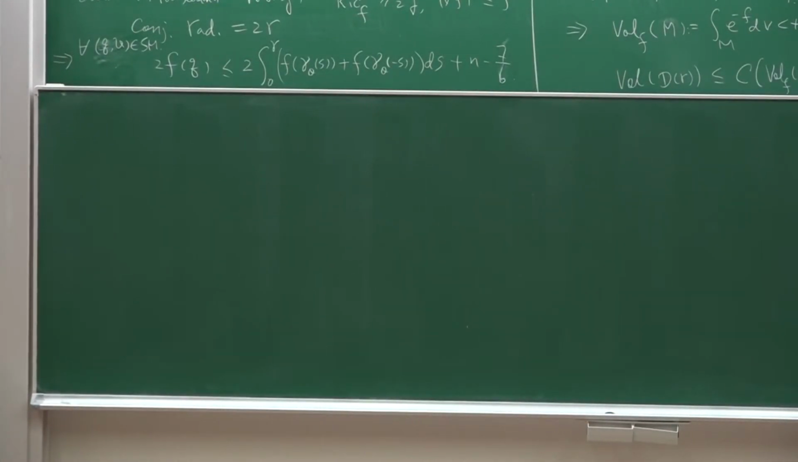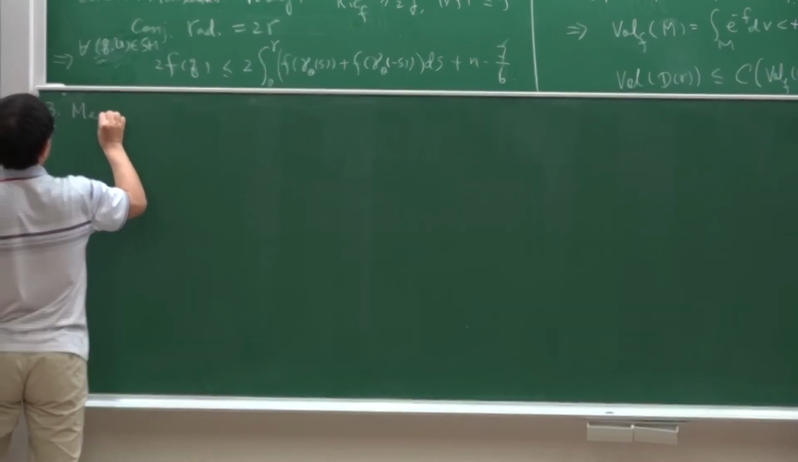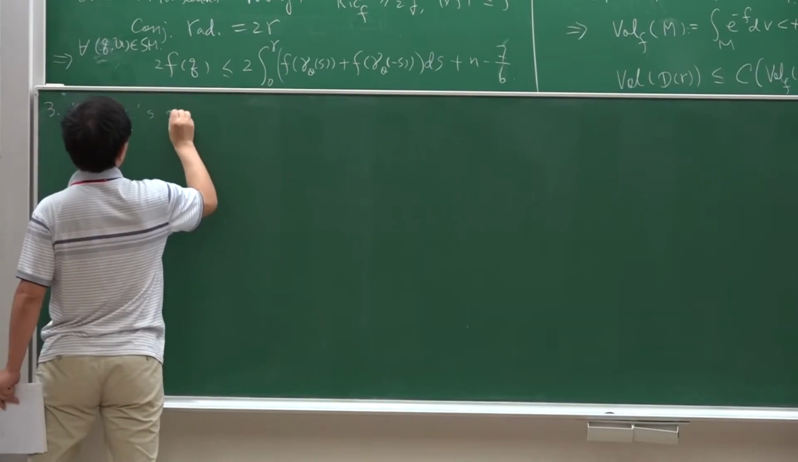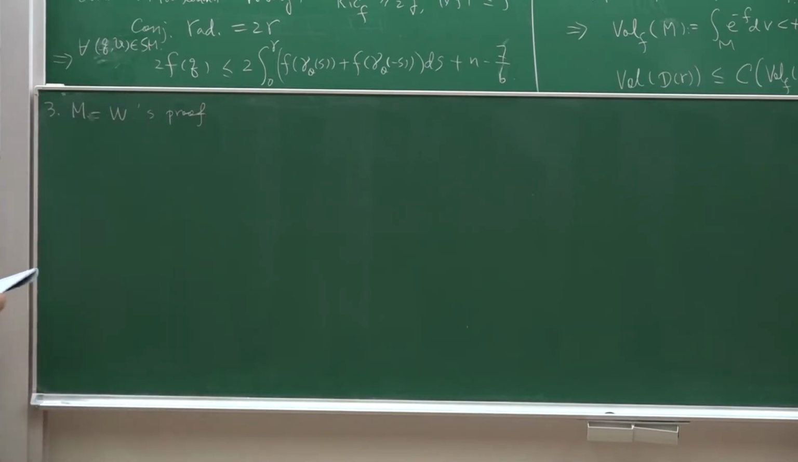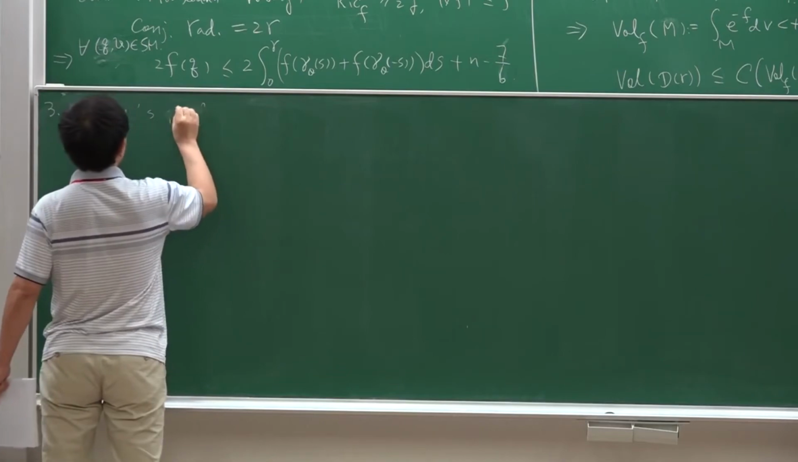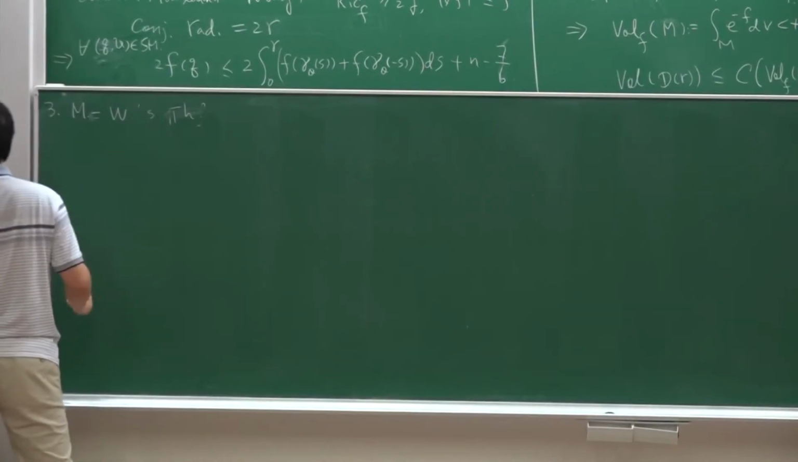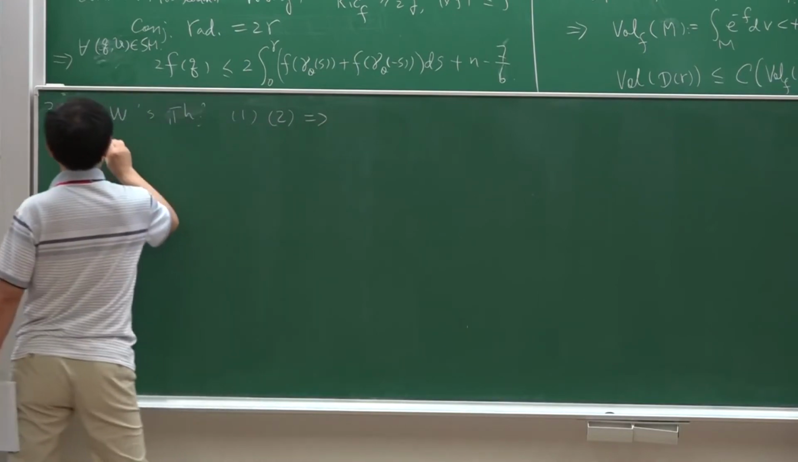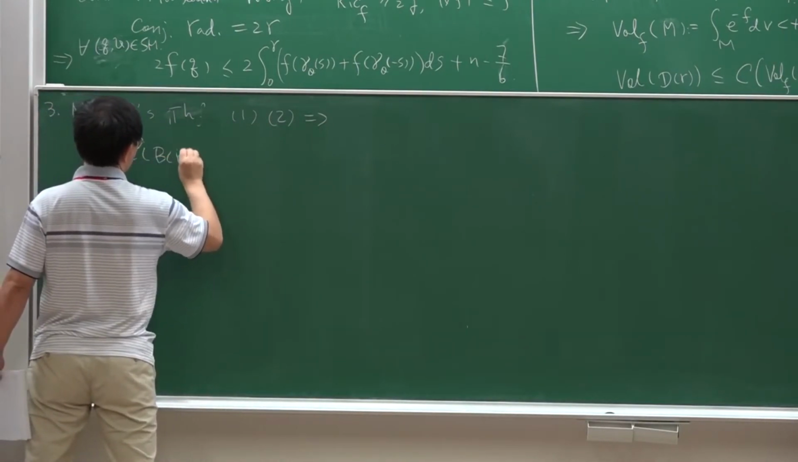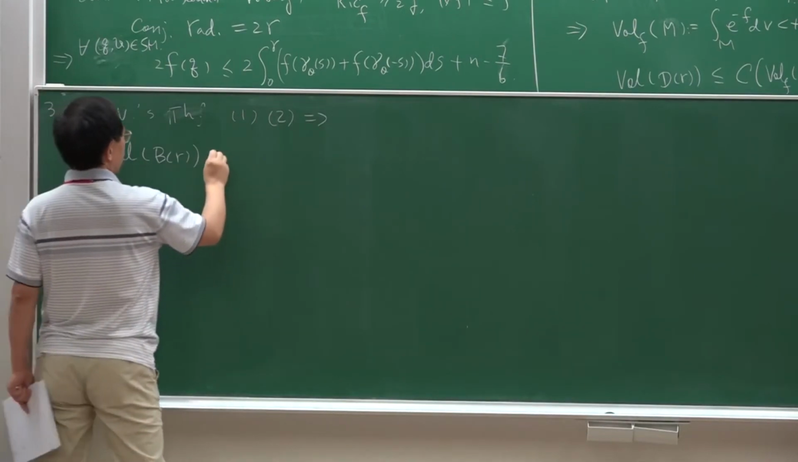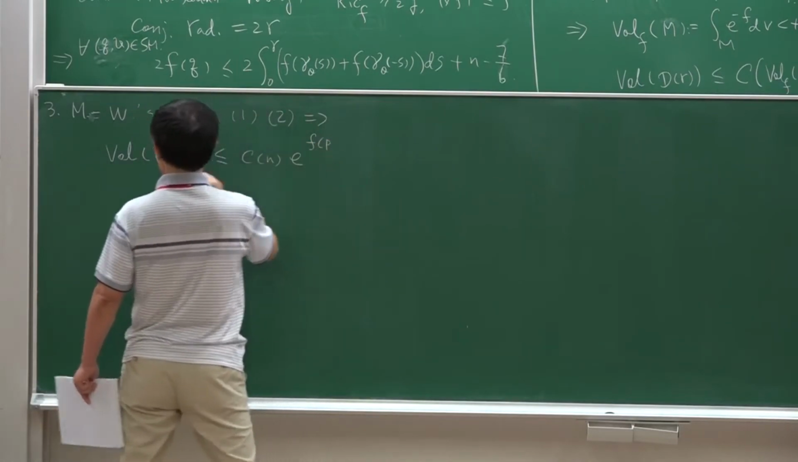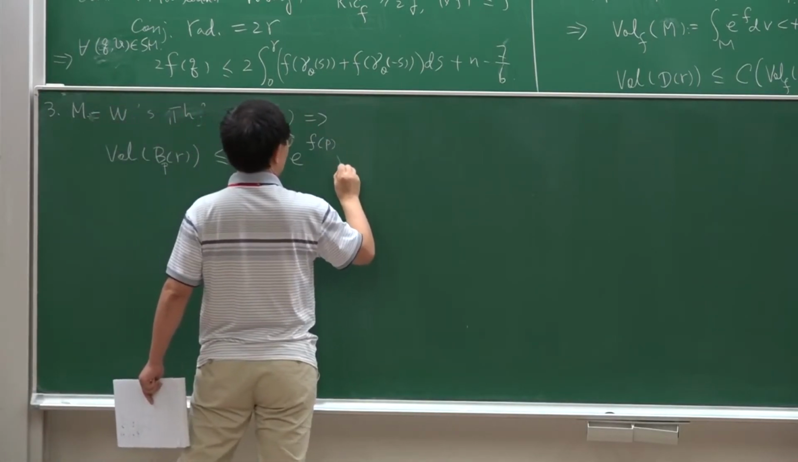So I would like very much to say a little bit about the Munteanu-Wang estimate. Actually, first his result is 1, 2. 1, 2 implies the volume of the ball is bounded by a constant depending on n.